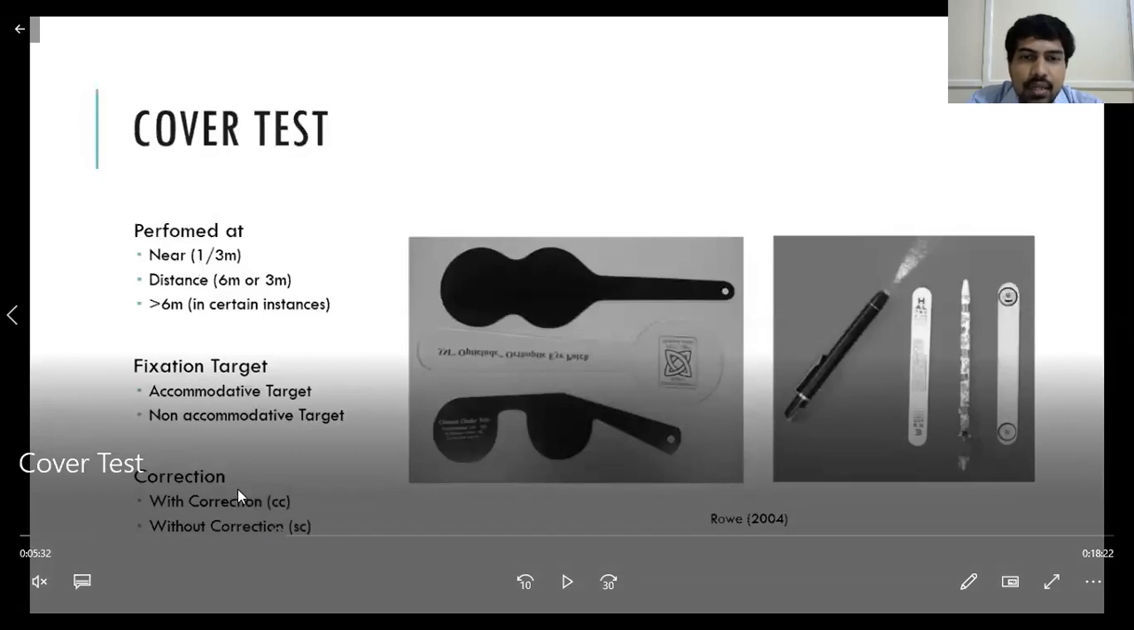Suppose with glasses there is no squint, and without glasses there is a squint. Simply, you can give glasses and treat that squint. No need to go for any surgeries.